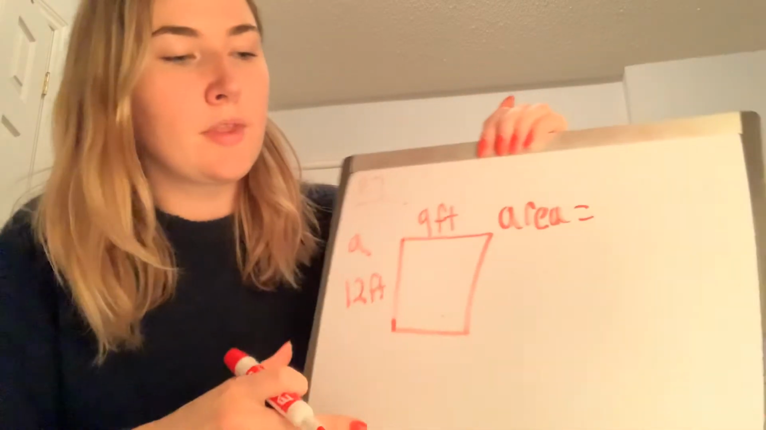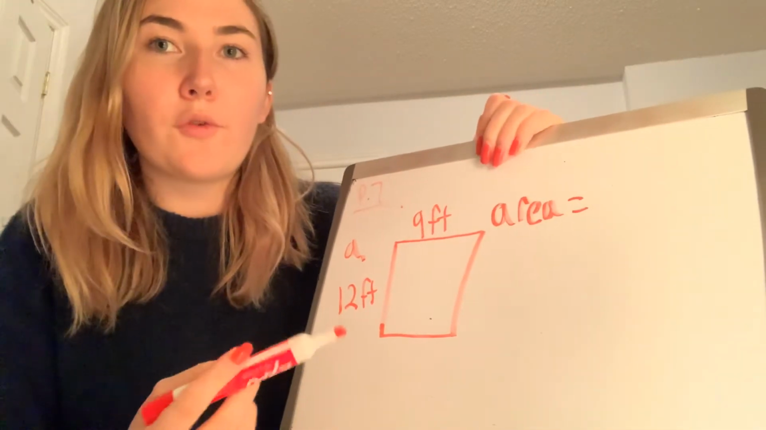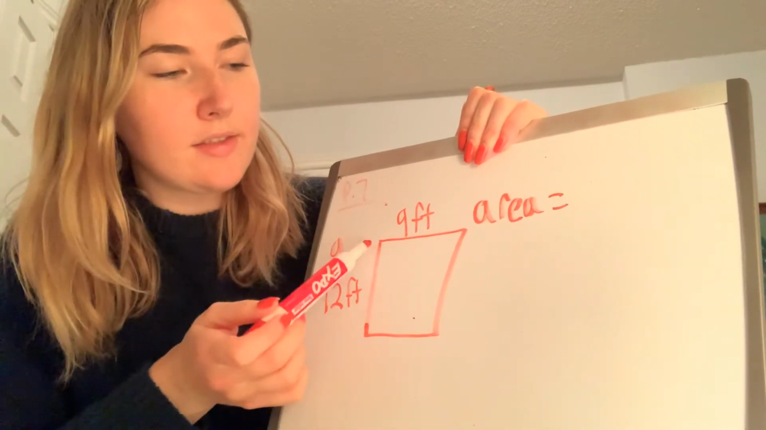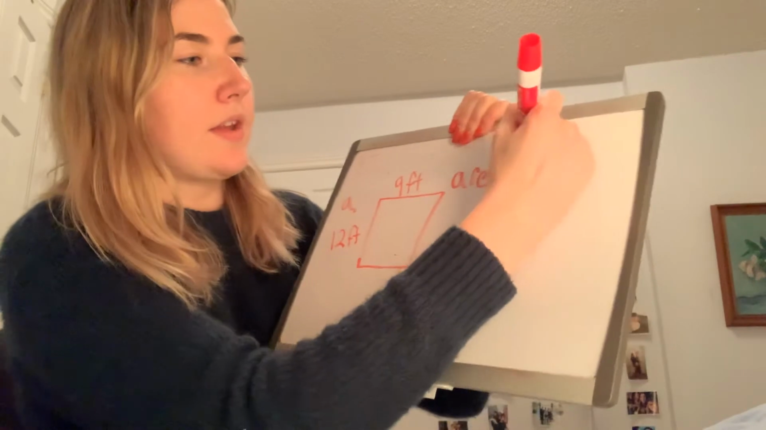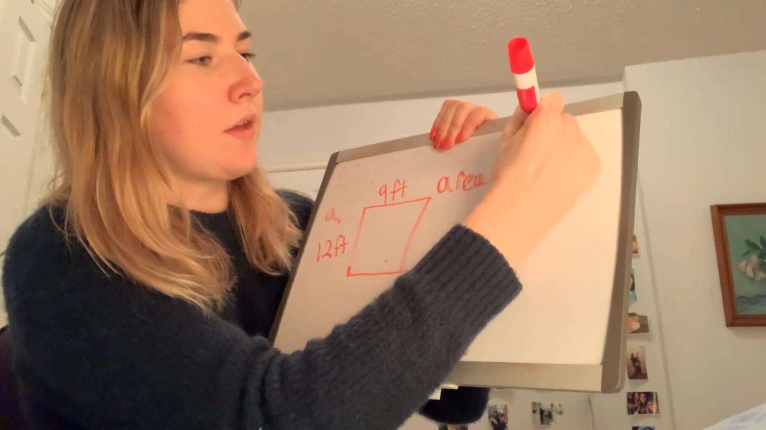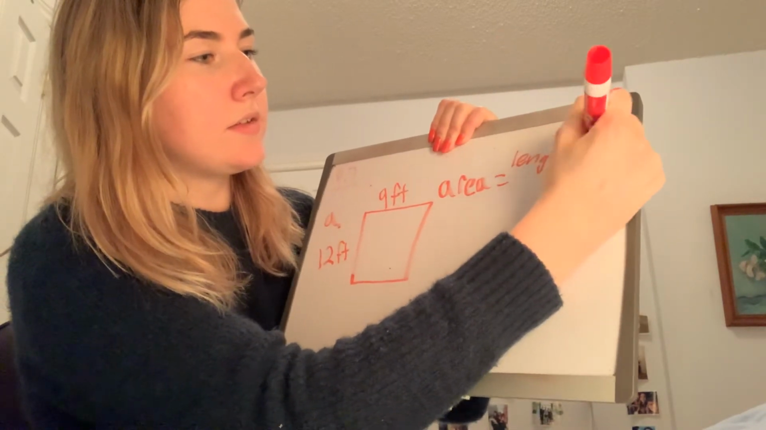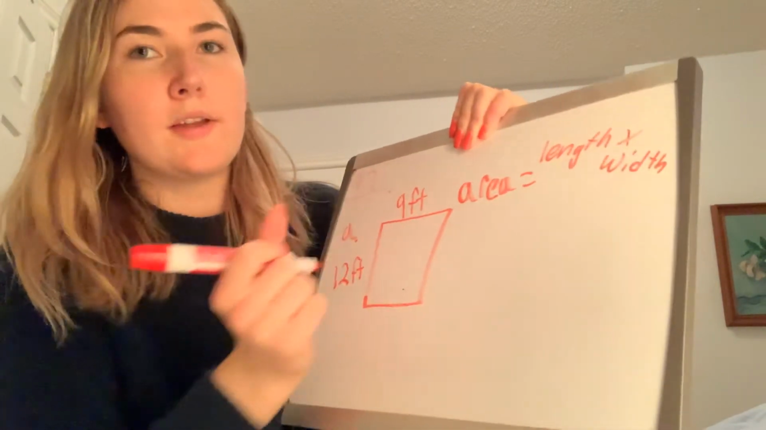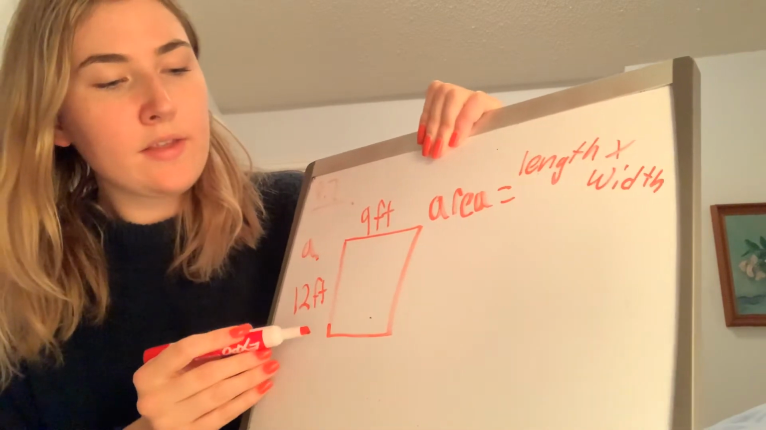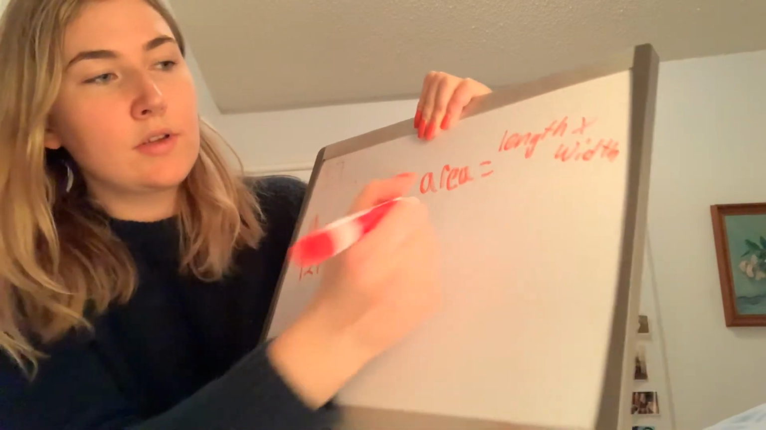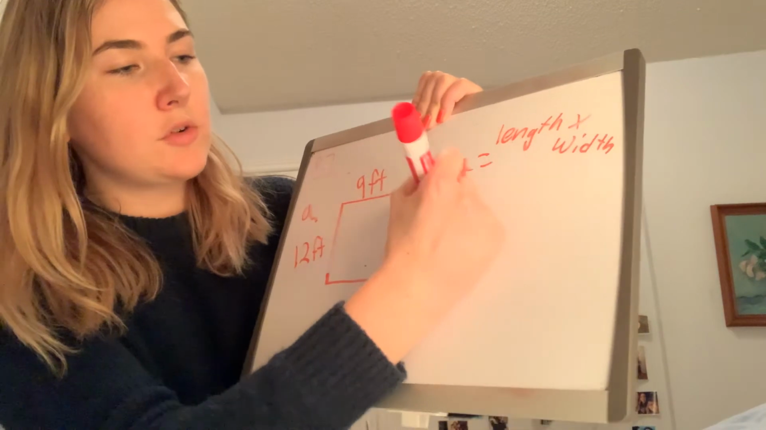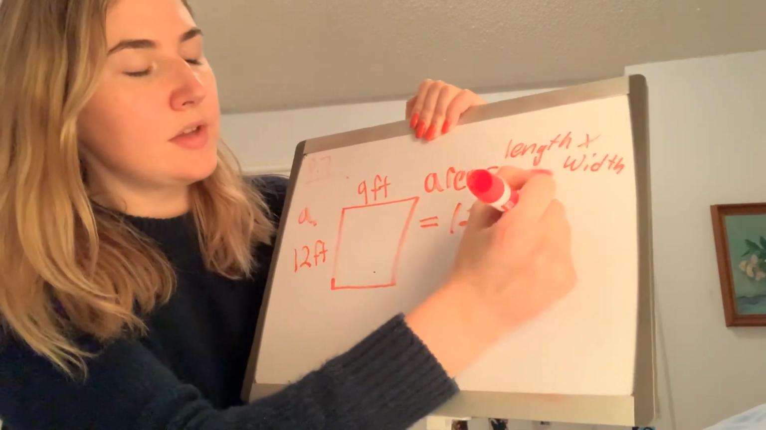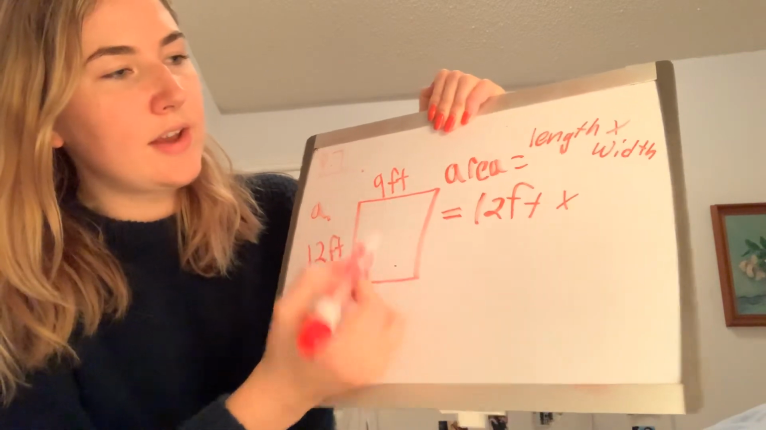So here we are. So remember, what is our formula? How do we solve for area? It's always length times width. So I'll even write that here. Length times width. All right, so let's look. Our length is 12 feet. And make sure we're always including our measurements. So we're writing 12 feet times our width, which is 9 feet.